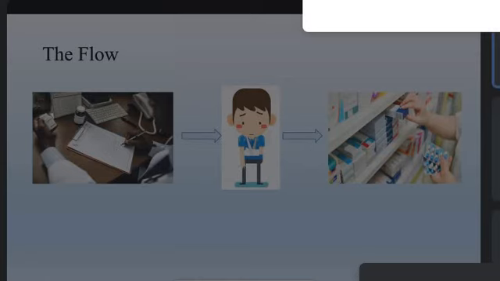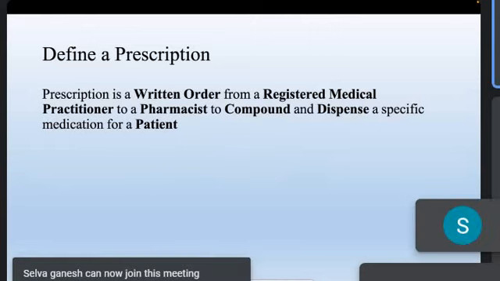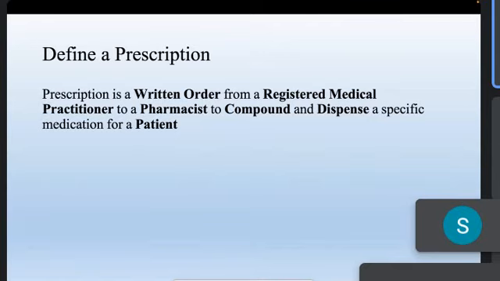Actually, it means the same, but if you see the arrow, you can tell it even more clearly. But what you meant is right. Exactly, very good. So a prescription is a written order from a registered medical practitioner to a pharmacist to compound and dispense a specific medication for a patient.